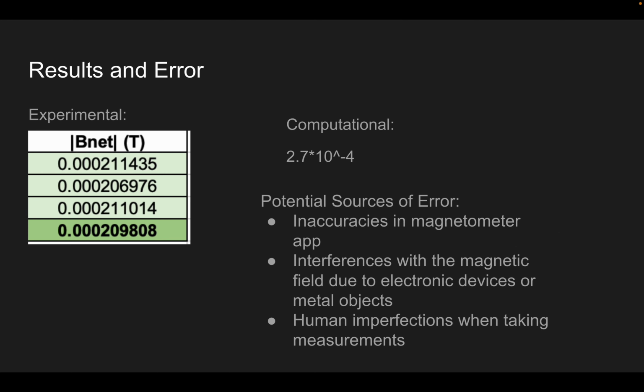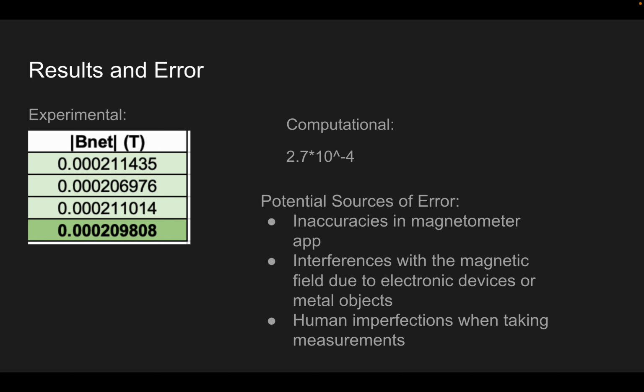So for the results in error, the experimental result was fairly close to the computational. Experimentally, we got 2.09 times 10 to the negative 4, and then computationally we got 2.7 times 10 to the negative 4.